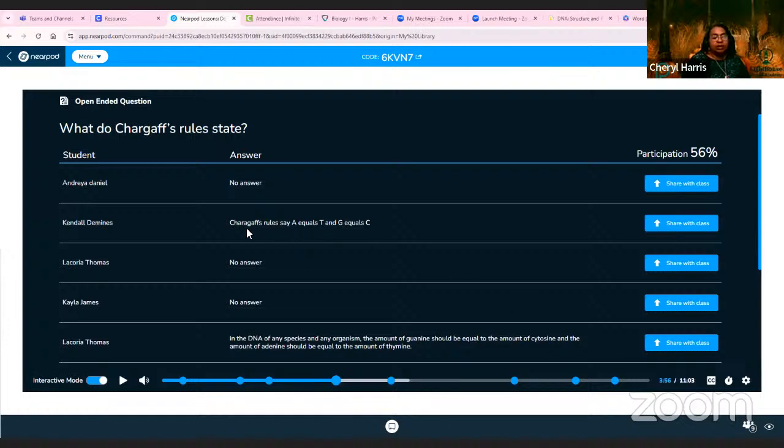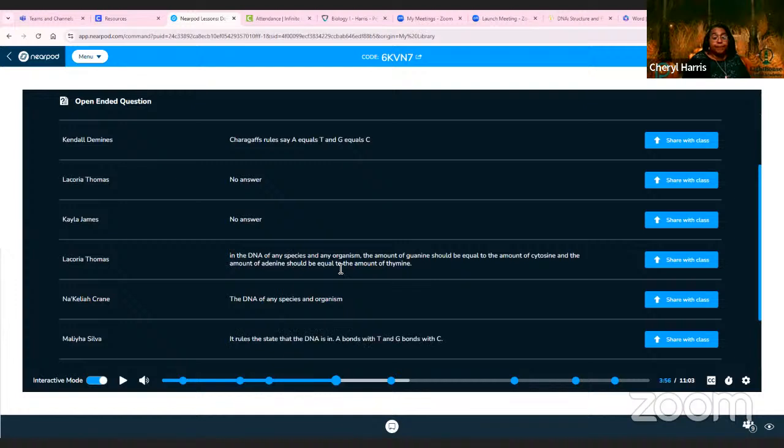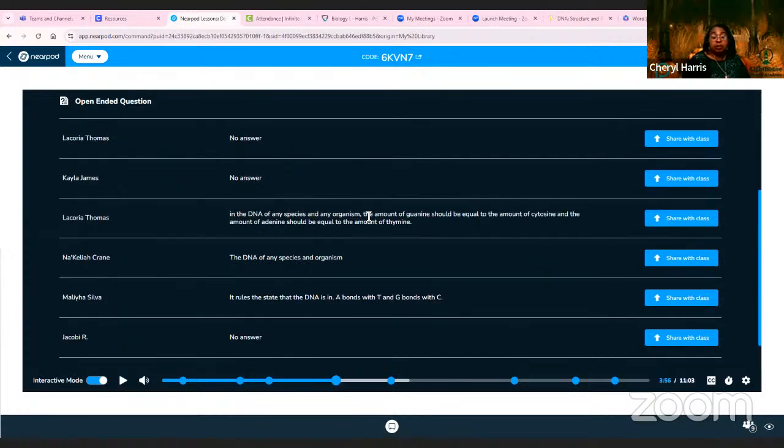Okay. Thank you, Kendall. The rule says A, and it's not so much that they equal, that they bond with. A always bonds with T and G always bonds with C because we're talking about bonding or connecting. And because they're the ones that bond together, like Victoria said, there will always be an equal amount of guanine and cytosine, and there will always be an equal amount of adenine and thymine because they bond, they pair, they're base pairs.